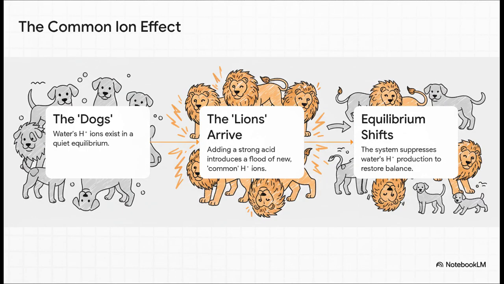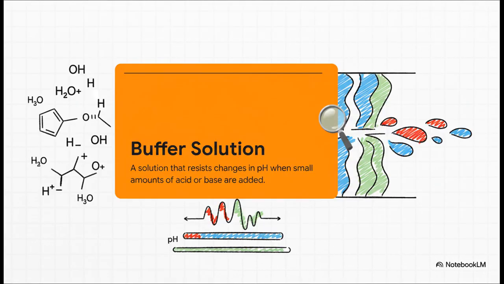So let's say the few H+ ions from water's natural self-ionization are the dogs. Now imagine you add a strong acid. You've just flooded the solution with a ton of powerful new H+ ions. These are the lions. So what happens to the dogs when the lions show up? They get real quiet. The system basically says, whoa, we have plenty of H+ ions now, and it pushes back, suppressing its own tendency to make more. The balance shifts.